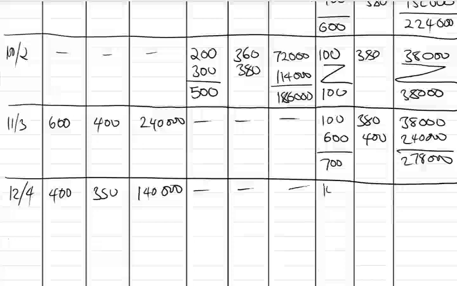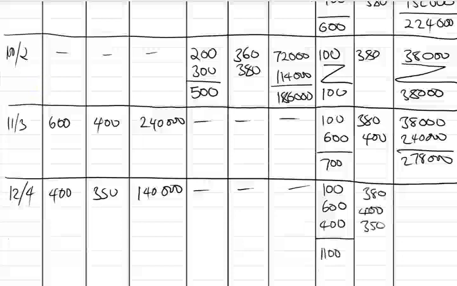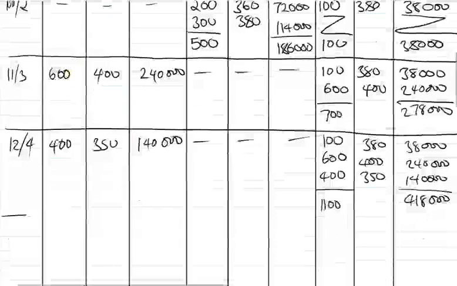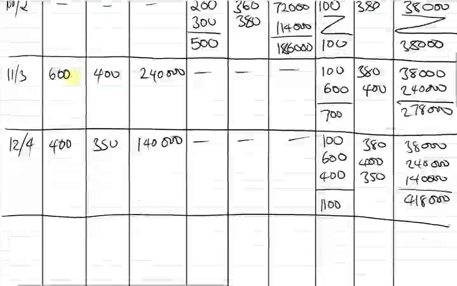That means the balance is 100, then 600, then the new consignment of 400. Together, the balance of boxes will be 1,100. That means the 100 will be valued at 380, this one will be at 400, and this one will be at 350. So we have 38,000, we have 240,000, then we have 140,000. So together we'll find 418,000. That's the current balance. We'll have to close it there. Then we'll go to the next date.